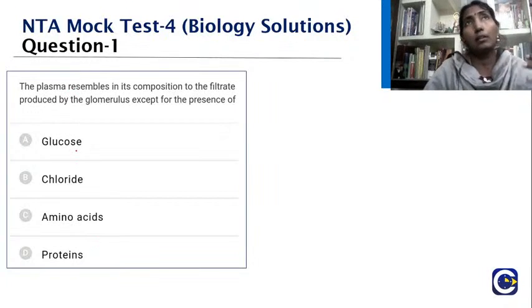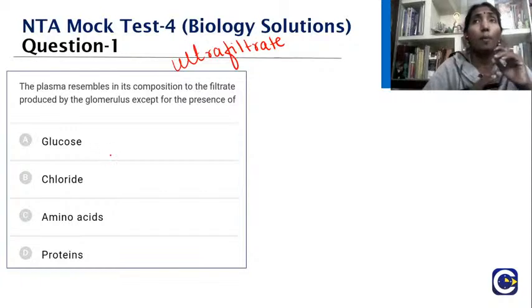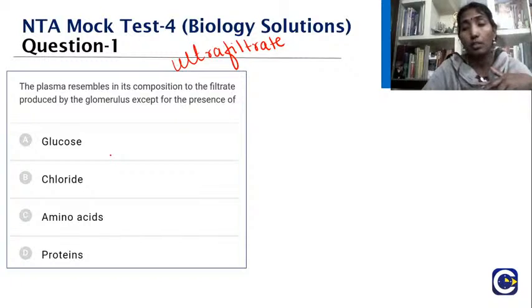So we all know what happens in the glomerular filtration. We know that the plasma is getting filtered, but it has the same composition as the filtrate. That is why it is called the ultrafiltrate. It will have the composition same as plasma except what? The glucose, chlorides, amino acids and proteins.